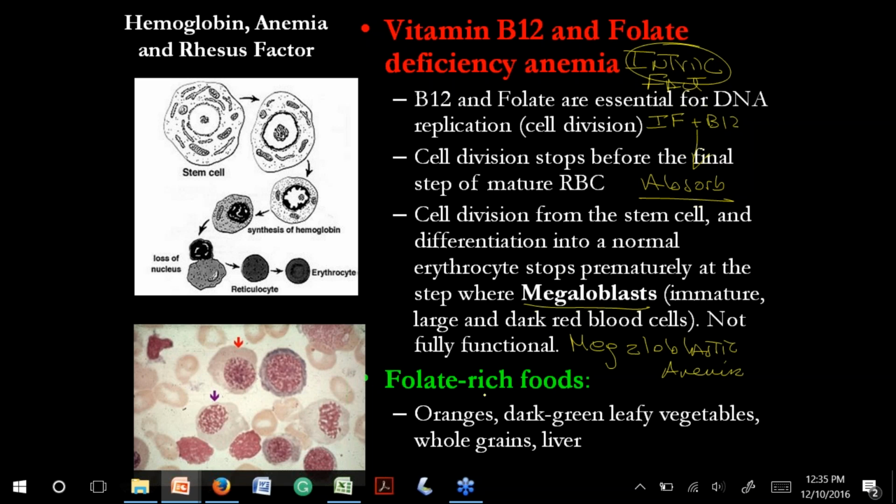Megaloblastic anemia. The other ones that produce megaloblastic anemia are vitamin B12 and folic acid. Folic acid is going to produce megaloblastic anemia too. Folic acid is vitamin B9.